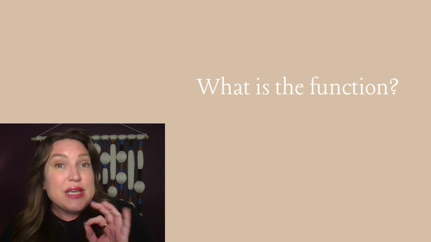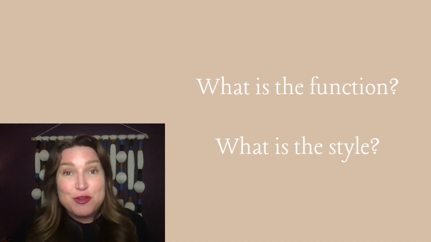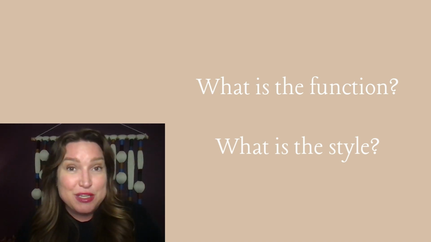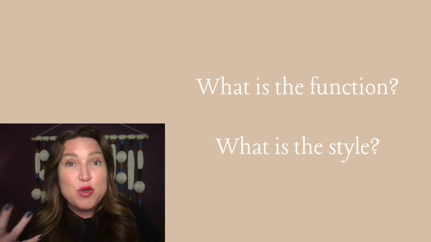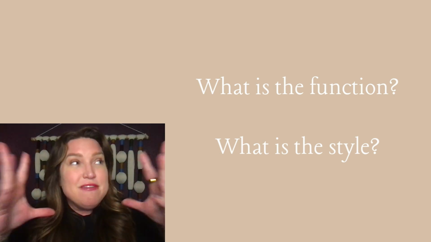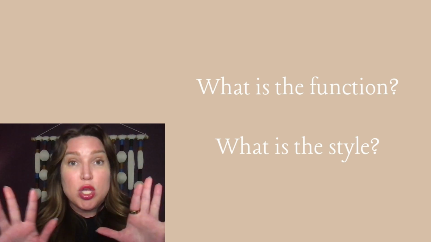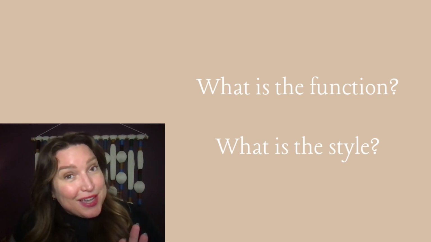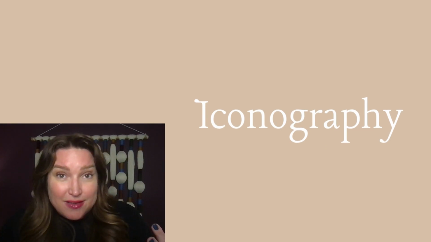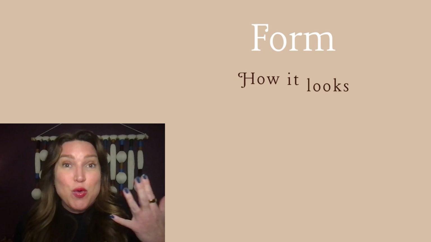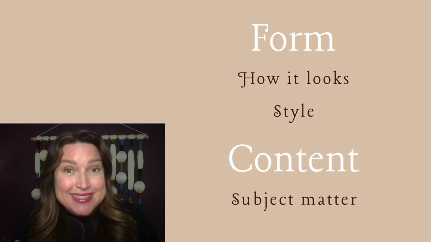We might also ask, what is the style? In an art history class, you might learn about different art historical styles. For example, medieval or Byzantine style, Renaissance or Baroque styles. So we're going to learn about these different styles. But even at a more basic level, we want to talk about the form, or how the artwork looks. And then in addition to style, we also want to talk about the iconography, so the subject matter or the content. So form is kind of how it looks, or the style, and content is sort of who or what is depicted in the image.